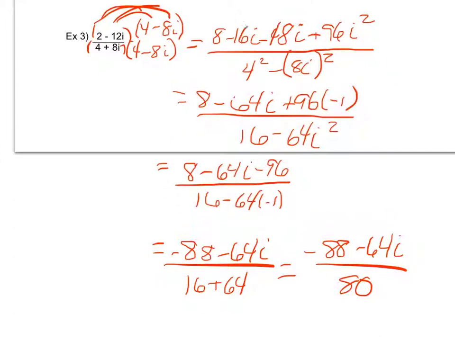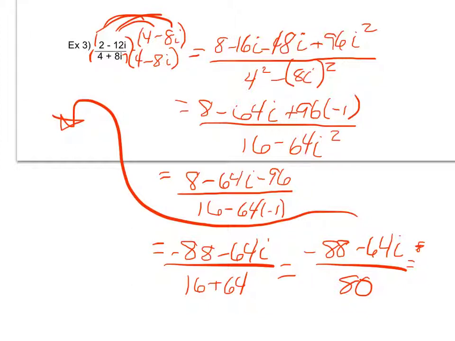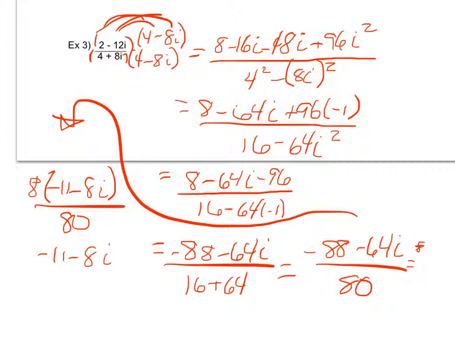Except I'm actually not done because I noticed that negative 88, negative 64, and 80 can all be divided by 8. So I'm going to take out an 8, and I'm going to write it way over here, which is really bad for showing my work, but I'm out of room. So I'm going to have 8 times negative 11 minus 8i all over 80. Well, now I can reduce top and bottom now that it's multiplying by 8, leaving me with negative 11 minus 8i on top and 10 on the bottom, and there is going to be my final answer after reducing.